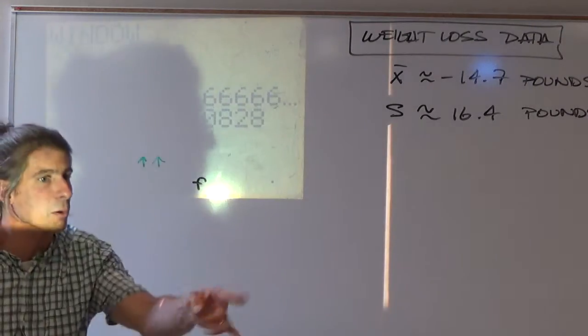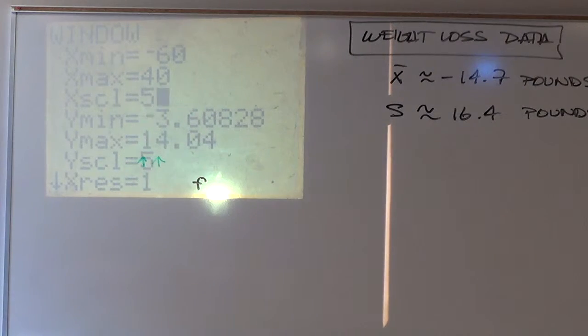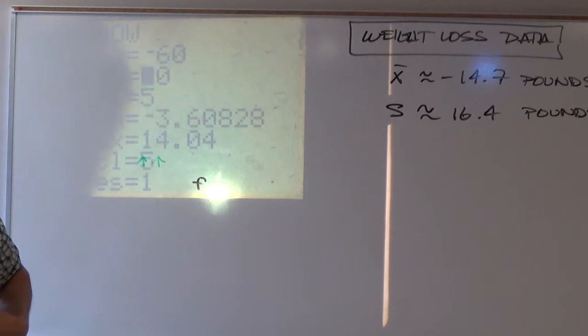Now let's do them both. Let's start with 5. Change it to 5 first. Now just press graph. Just press the graph button. That's what your histogram would look like, with bars of width 5. Fair? Now press your window button again and change the X scale to 10.